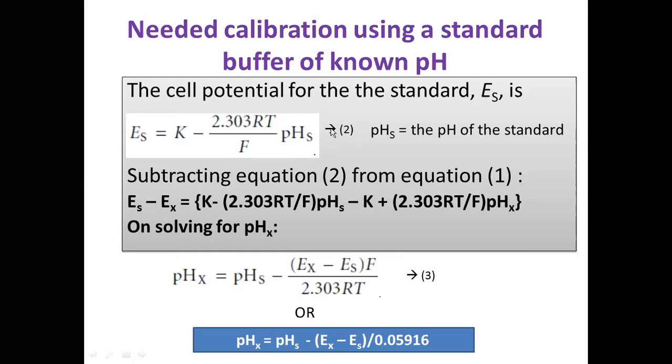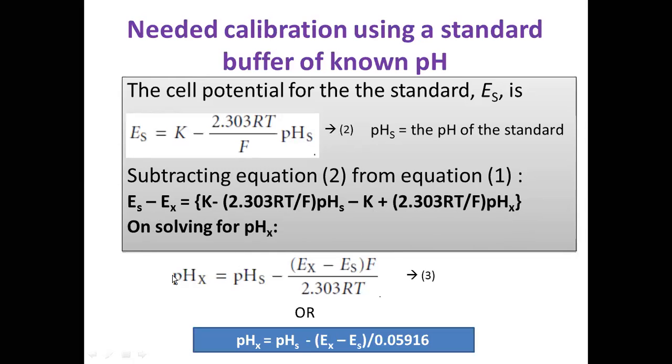So let this equation be 2. Subtract equation 2 from 1, we will be getting ES minus EX. ES minus EX will be equal to K minus 2.303 into RT by F into pH of S minus K plus 2.303 into RT by F into pH of X. So you need to obtain the pH of the unknown.